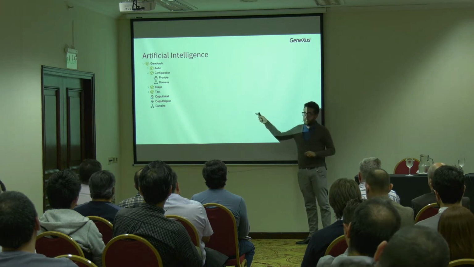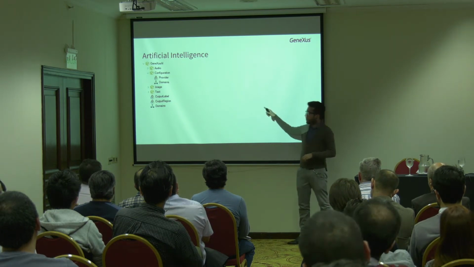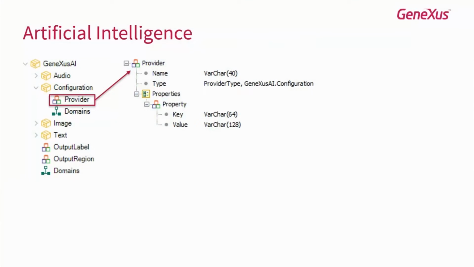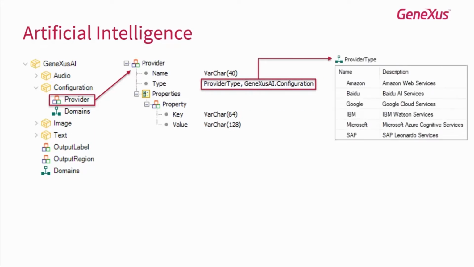The first module we are going to talk about is configuration, and this is very important because it's common to all. We have an SDT, where we can configure the properties for our provider with the name of the service that we are going to use, the type of provider, and then several properties that we are going to configure. What type of provider? Well, this is a number domain where we're going to have all the providers that we are going to support. As I said, we have Microsoft, IBM, and SAP, but then we are going to add others.